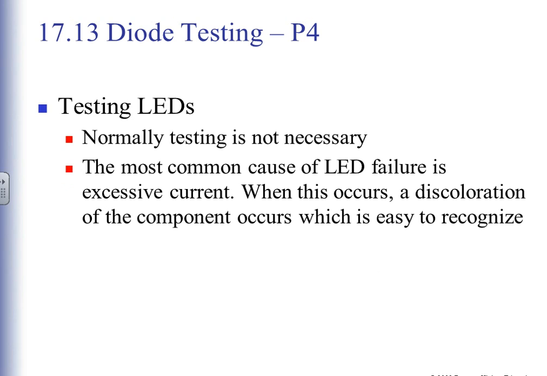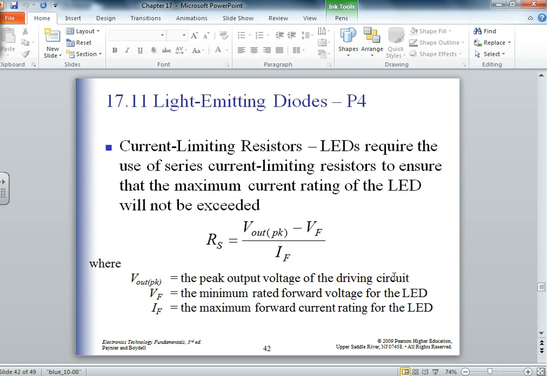Testing LEDs. Well, did it come on? Did it not come on? That's how I would test an LED. Discoloration of the component, yeah, probably. If I burn it up, it's going to be discolored. Current limiting for my LEDs, I'm doing the same thing: forward operating voltage, peak current. What's the current limiting resistor going to be?